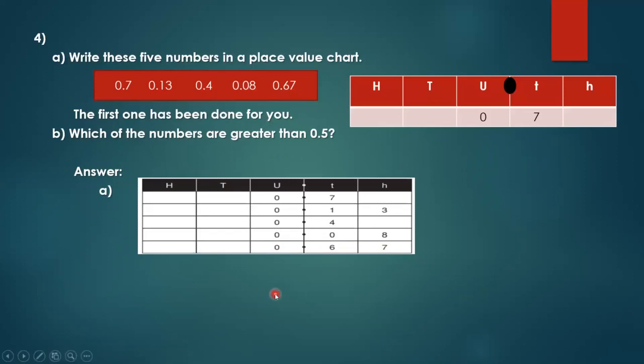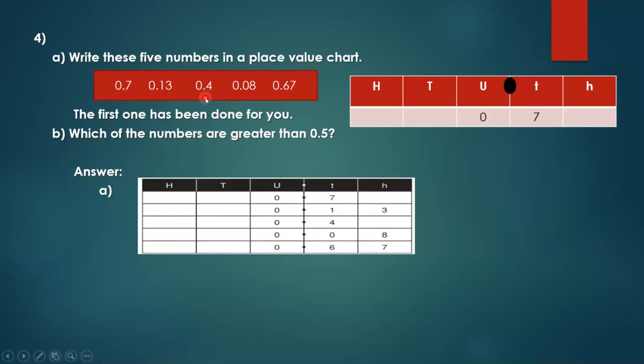Now, moving to the B part: which of these numbers are greater than 0.5? From this, you have to choose the numbers greater than 0.5. What about 0.7? Yes, it is greater than 0.5. What about 0.13? Don't think of it as 13, it is 0.13, so it is less than 0.5. That's why I told you don't read it as 0.13 like that. If you read it that way, you will be opting for that number as the answer for this question. So don't read it that way. Read it as 0.13, which is smaller than 0.5.